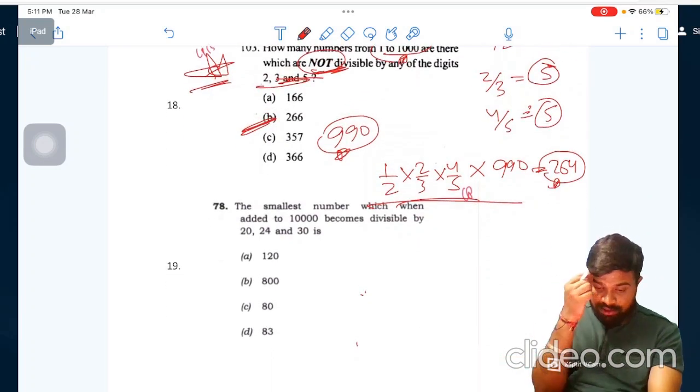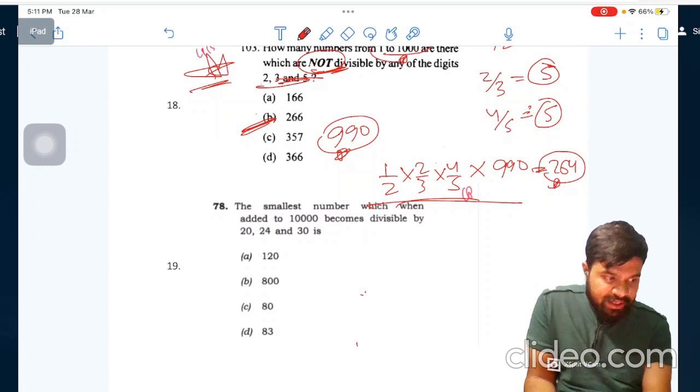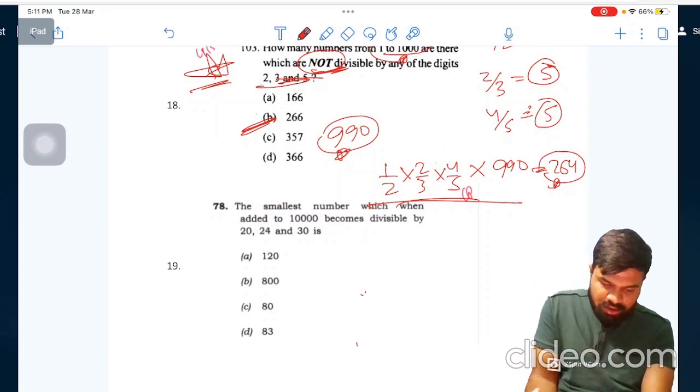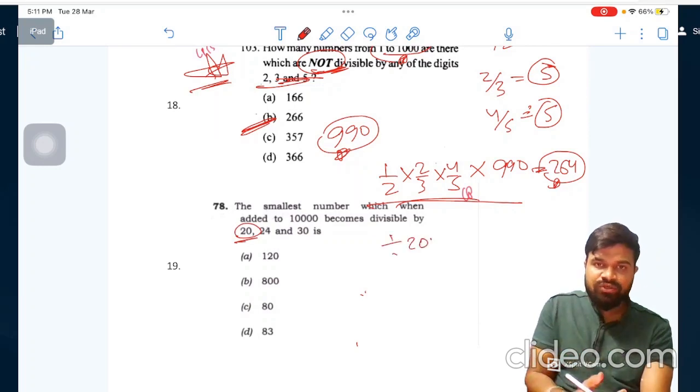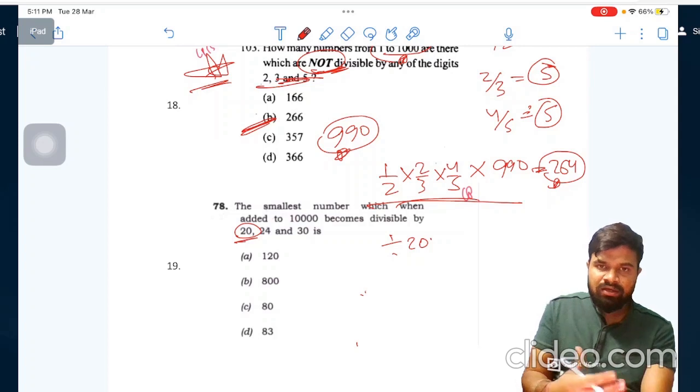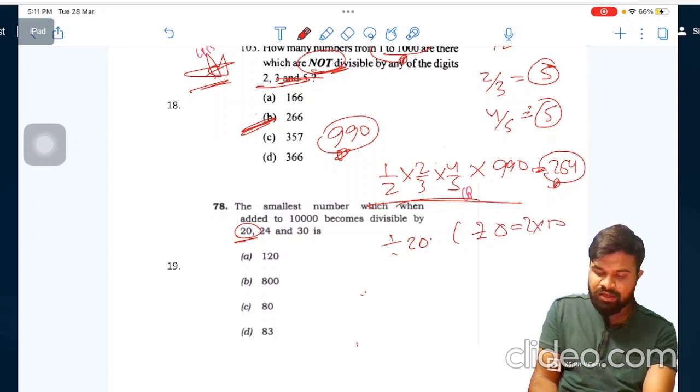Now again, this one: the smallest number which when added to 10,000 becomes divisible by these numbers. Okay, so what you can do is go for the divisibility test of 20 first, because all these numbers should follow that. If a number is divisible by 20, it should be divisible by 10 also, because 20 is nothing but 2 into 10. So that means this option is incorrect.